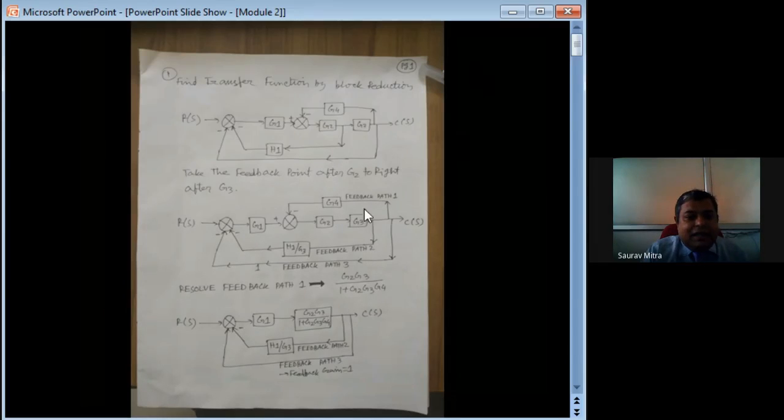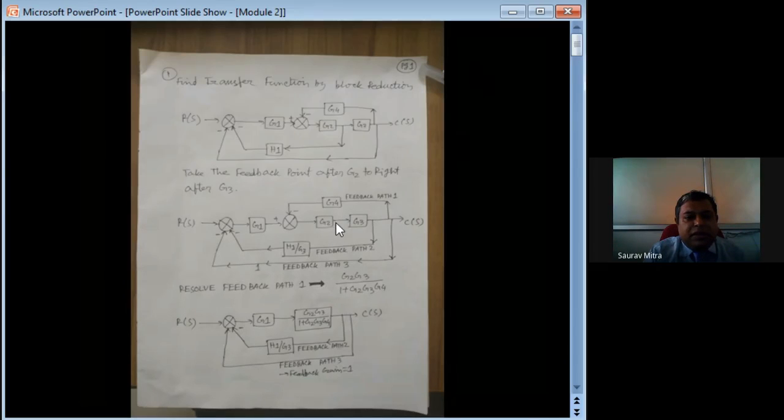What is next? Now we have to check from the second diagram. So G2 and G3, they are in cascade, so they become G2 G3. And this loop we will solve first. We know that whenever G and H are forming a closed loop with negative feedback, the overall transfer function is G divided by 1 plus GH.